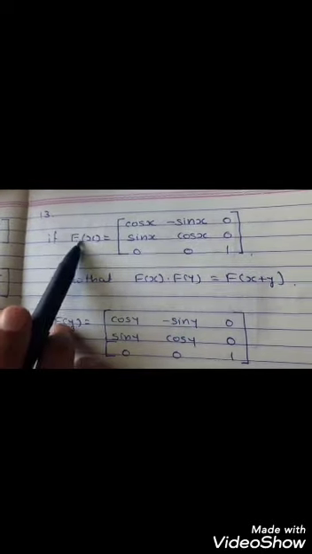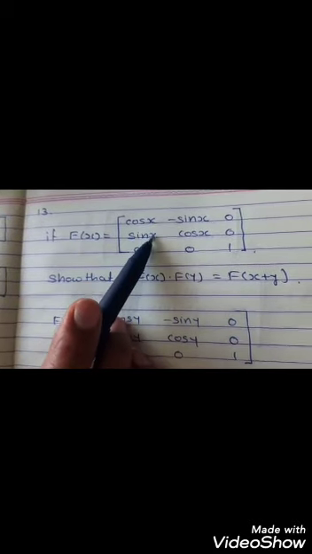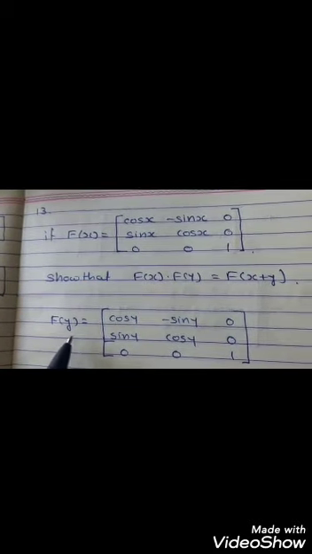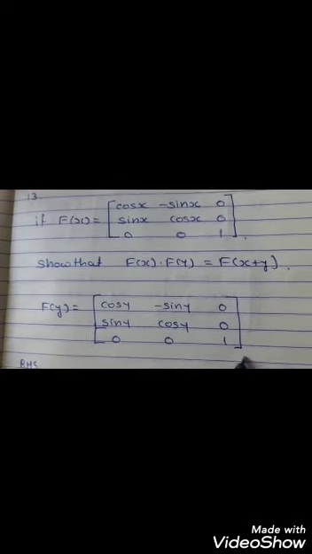The question is, show that f(x) into f(y) is equal to f(x+y). Now we know that whenever we have some algebraic equation, we can interchange the variables. So here we have this in f(x) form. The variable is x. So to find f(y), simply instead of x we'll put y. So f(y) will be the matrix cos y, minus sin y, 0; sin y, cos y, 0; 0, 0, 1.